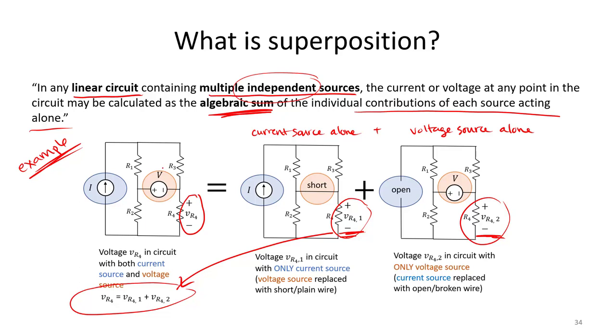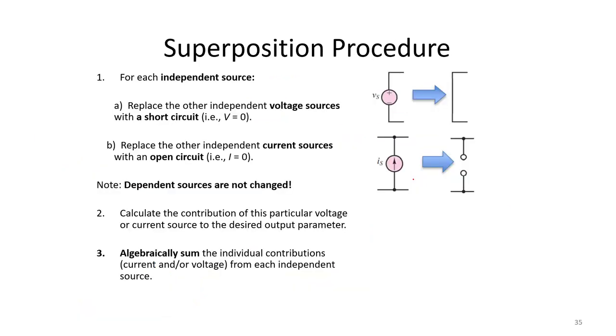The key thing you want to make sure you pay attention to is that to turn off a voltage source, you replace it with a short or a plain wire, and to turn off a current source, you replace the current source with an open. So you want to make sure you follow this procedure very carefully so that you don't accidentally make mistakes. Let's go ahead and review our procedure, and then we'll do some examples of superposition.